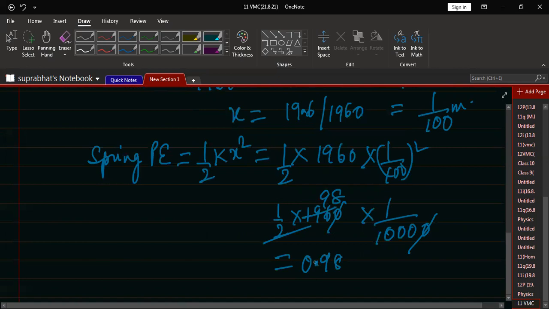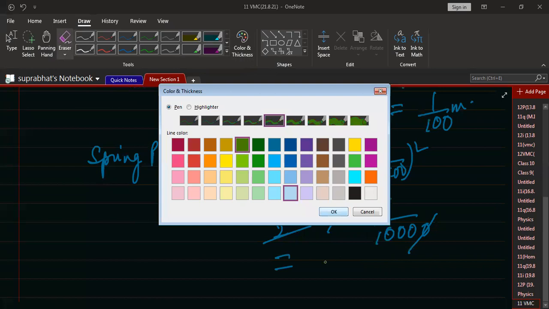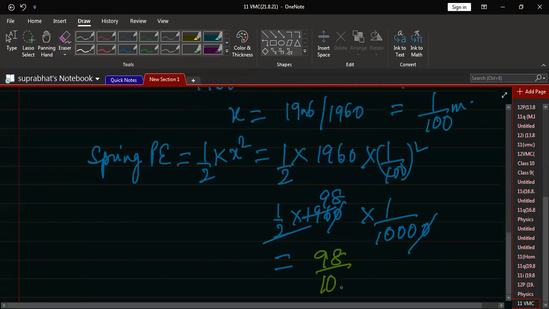So this will be equal to 0.098, so I can write like this, because 98 by 1000, right? So it is 98 by 1000. So we can easily write the answer to be 98 by 1000, and that will be equal to, children, 0.098 joules.